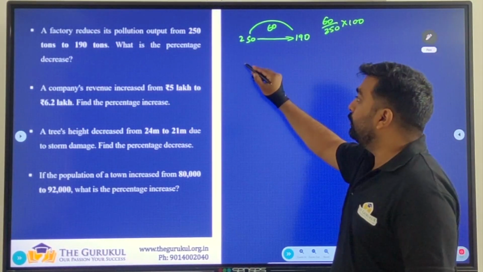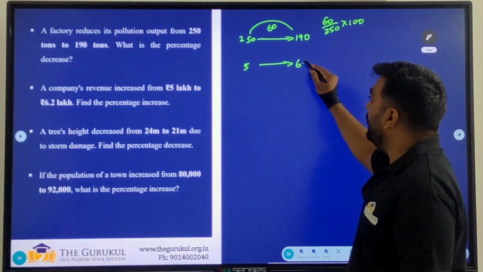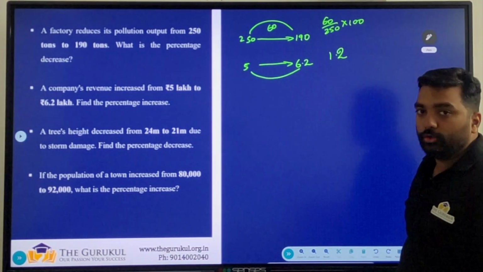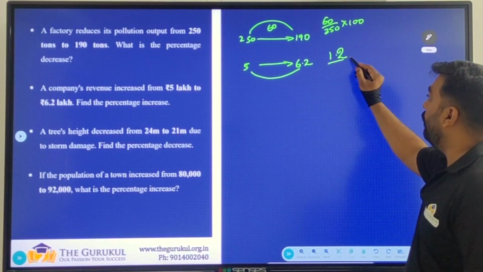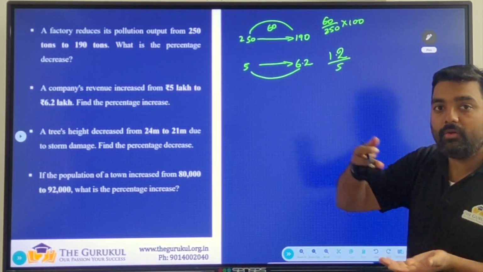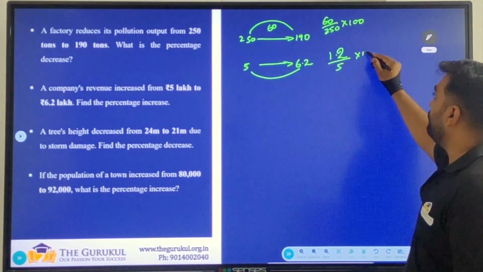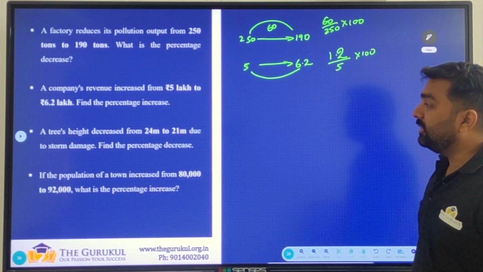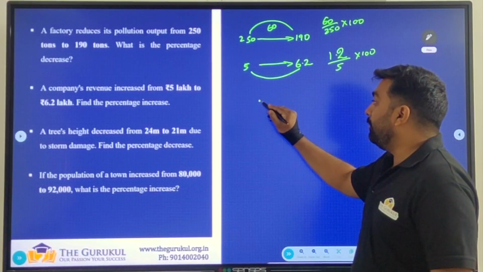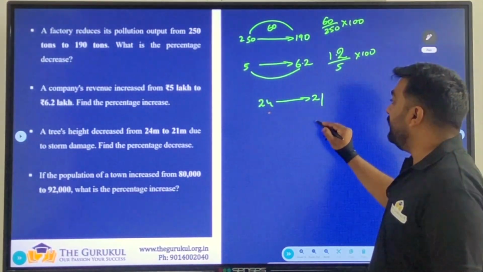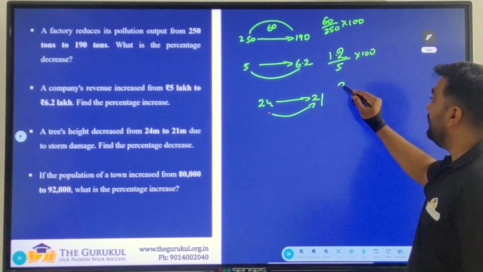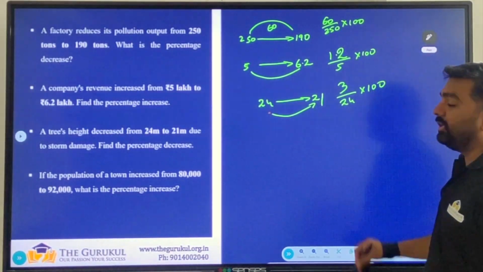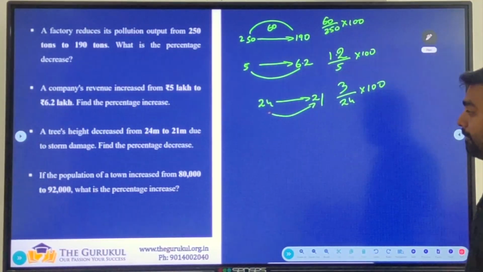The company revenue increased from 5 to 6.2 lakh. There is a change of 1.2 lakh on what value? On 5 lakh. From 5 to 6.2. I want percentage multiplied with 100. A tree's length decreased from 24 to 21. So there is a decrease of 3 units on 24 units. We want percentage multiplied with 100.